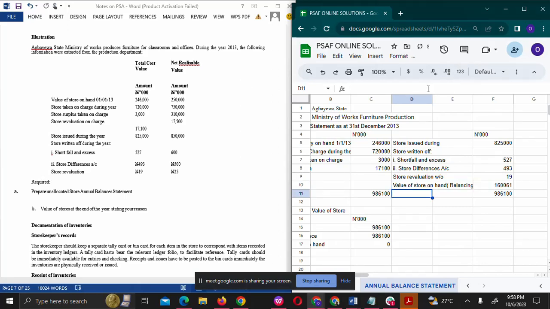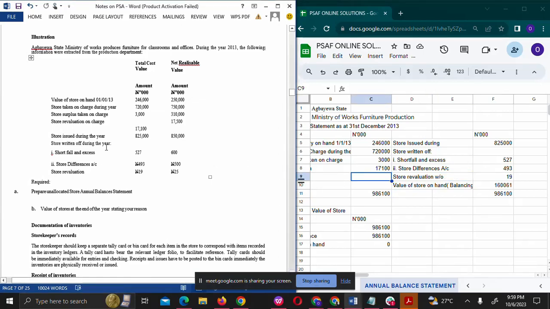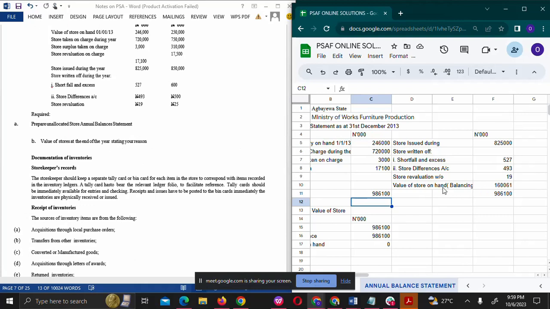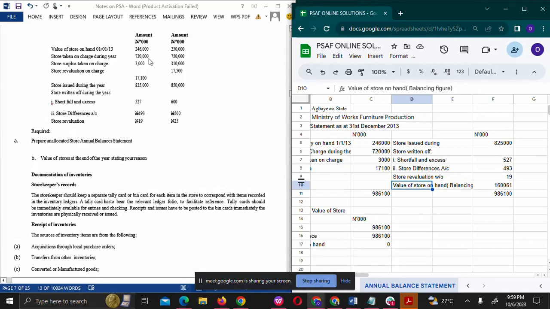Is that clear enough, please? Yes. Okay, good. All right, so that's that about the annual balance statement. So part B is asking the value of stores at the end of the year. The value of store at the end of the year is this amount, the balancing figure. If you are in the exam, just state this balance here, and you tell them that your basis is that the standard is saying so, that's the reason they're asking.